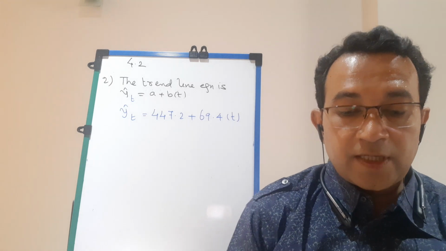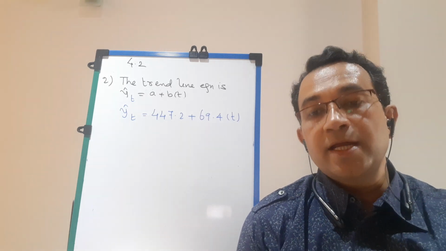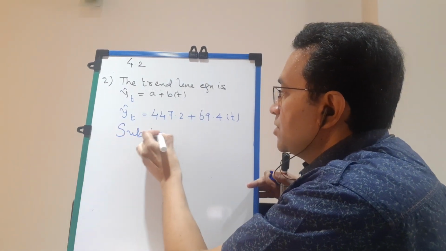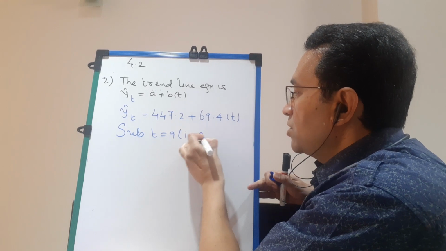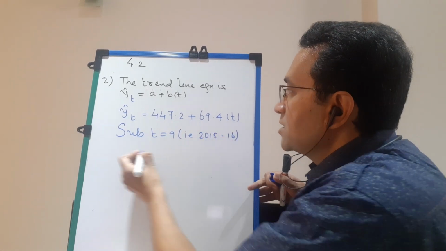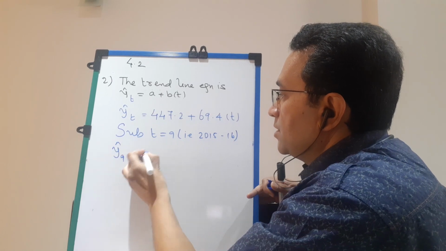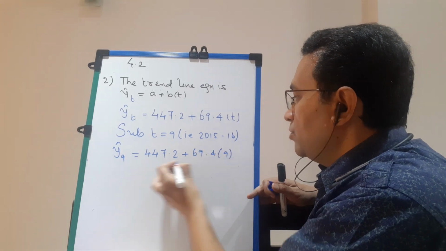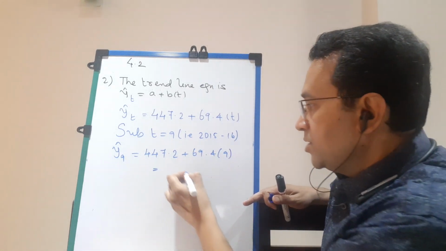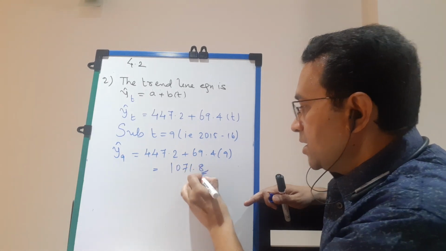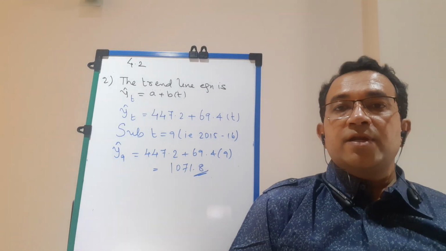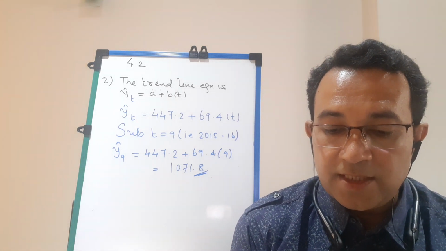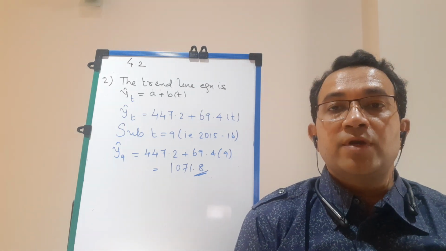Now 14-15 was 8, so 15-16 would be 9. So substituting t is equal to 9, that is for 2015-16, y9 cap is equal to 447.2 plus 69.4 into 9, and this is simplified as 1071.8. So students, we can definitely say the estimate for the year 2015-16, that is t is equal to 9, is 1071.8.